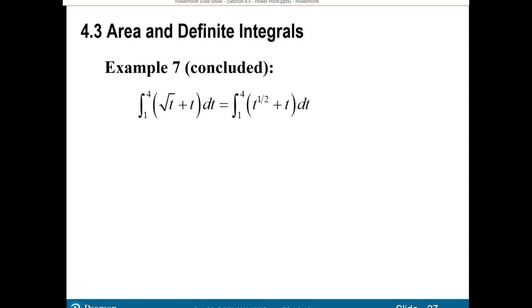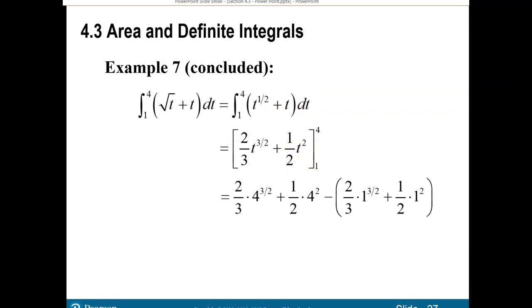All right, so we're going to write t to the 1/2 for the square root of t. Use our power rule, anti-differentiate, so add a 1 gives me 3/2, divide by 3/2 is multiply by 2/3. So this is a first power, so if I add a 1, I get a 2, divide by 2, evaluate from 1 to 4, so plug in a 4 first, so 2/3, 4 to the 3/2 plus 1/2, 4 squared, minus, then plug in a 1, 2/3, 1 to the 3/2 plus 1/2, 1 squared.